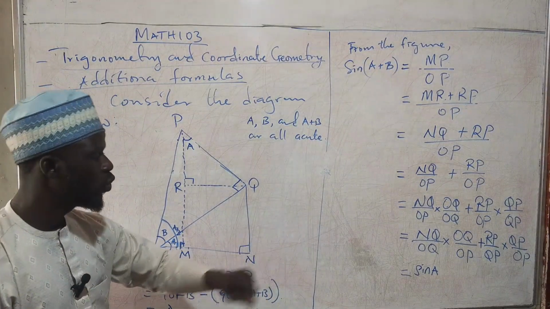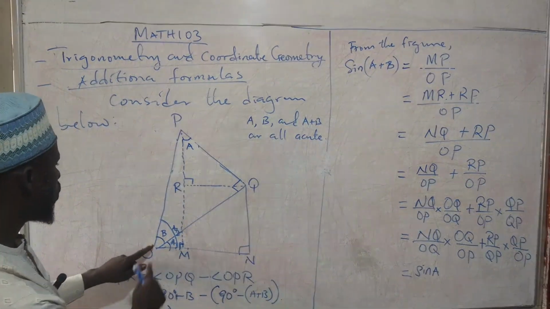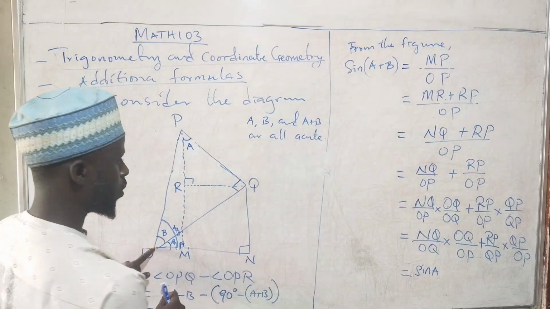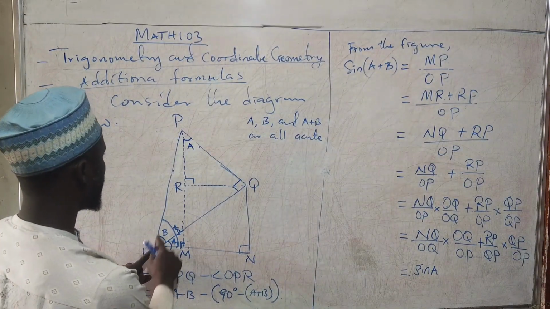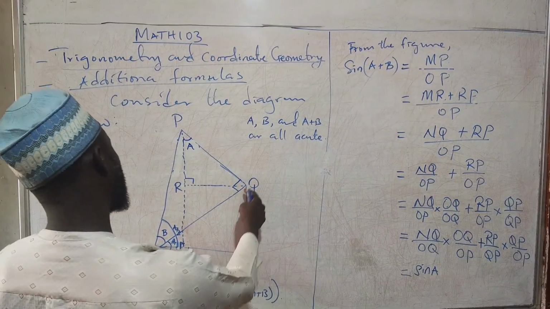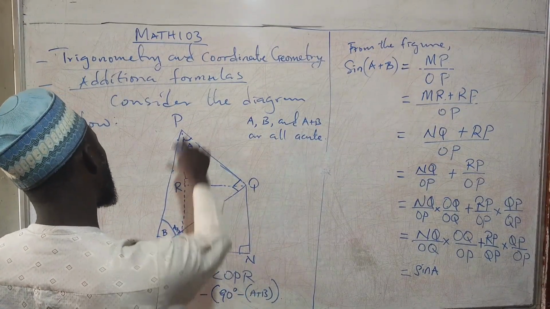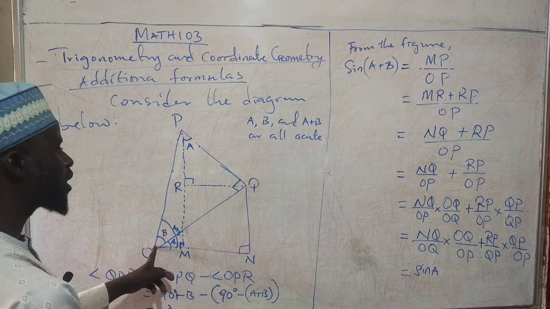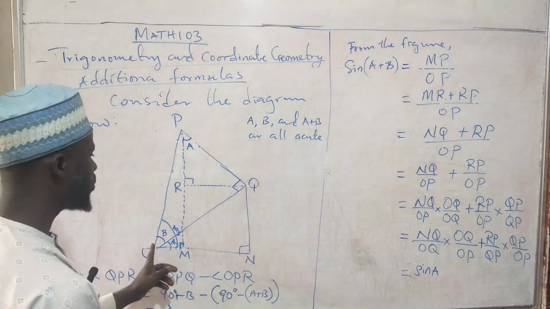But what is OQ over OP? So OQ over OP. So in terms of B, that is adjacent over hypotenuse of B. What is adjacent over hypotenuse? That is cos B.